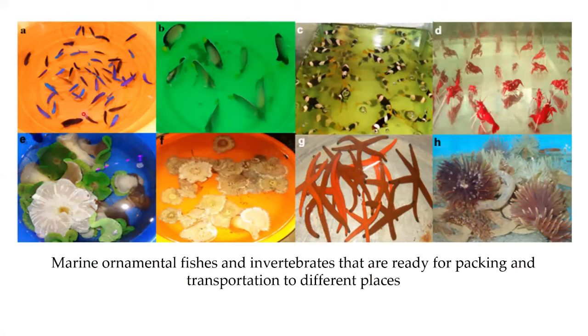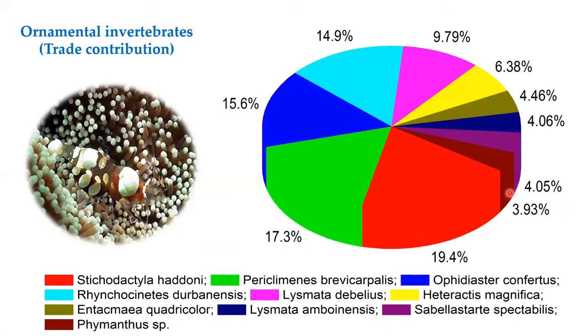So here we have blue damsels, angels, and there is Amphiprion sebae, which I showed you before. And here we have the blood shrimps or fire shrimp, which is again one of the costly shrimp. And we have sea anemones, starfishes, and the sabellid worm. So here we have a link, if you see, at the ornamental fishes and the invertebrates.